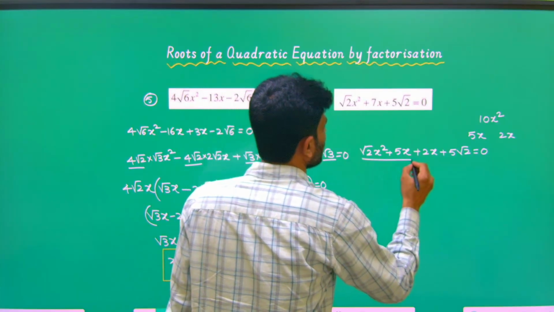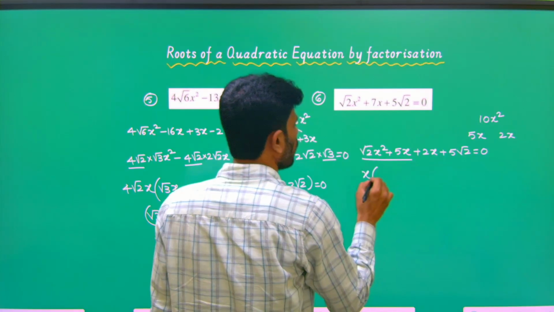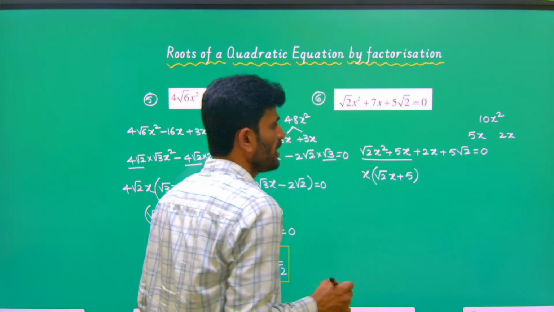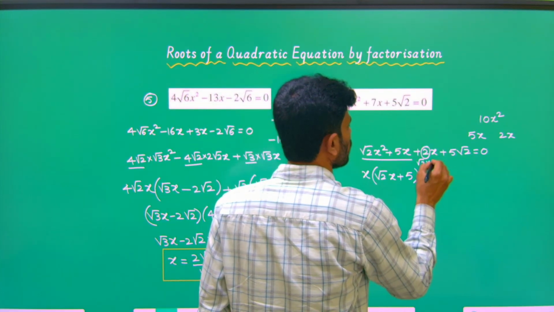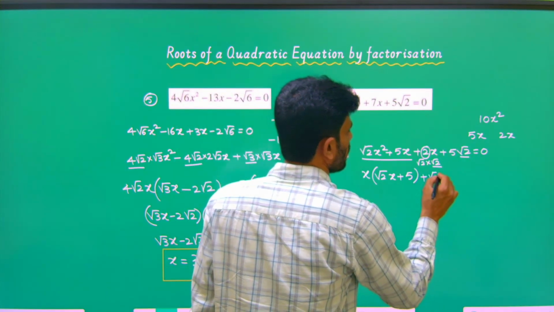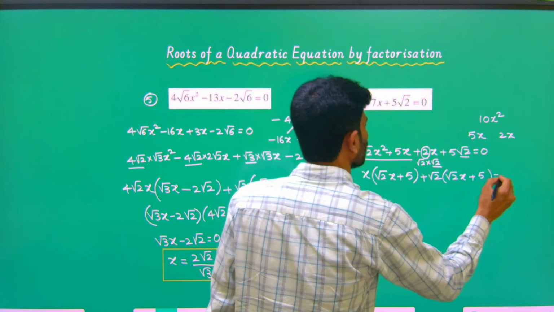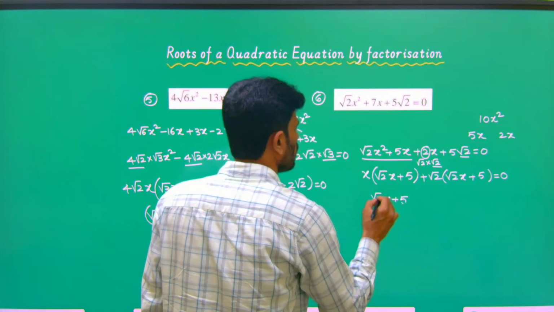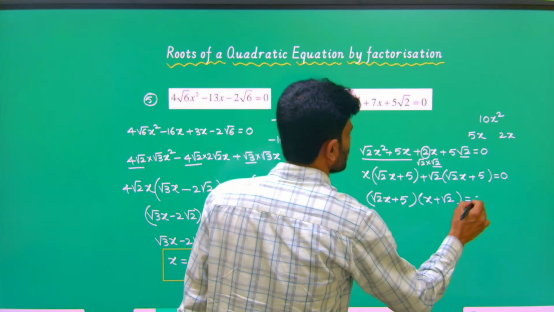So in the first two we do not have anything common, so we take only x common. So what will be left? Root 2x plus 5. In the next two, what is common? This 2 is nothing but root 2 into root 2. So here root 2, here also root 2, we have root 2 common. So if you take plus root 2 common, one more root 2x plus 5 will be left, is equal to 0. Now root 2x plus 5 is again common. Root 2x plus 5 into x plus root 2 is equal to 0.